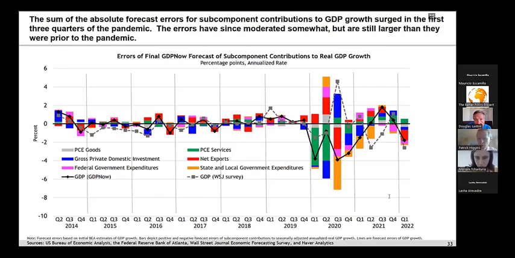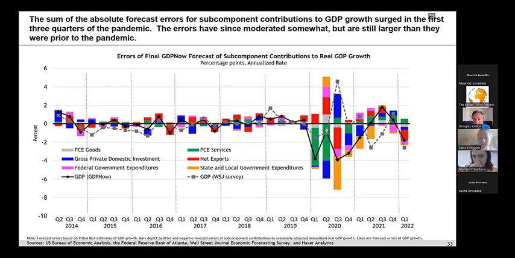Starting with the pandemic, the absolute size of these bars is much bigger than they were prior to the pandemic, for the first 3 quarters especially, even for the quarters where it did pretty well on forecasting GDP growth. So for the second quarter, it missed some of these subcomponents considerably, but the errors canceled each other out, and it was reasonably accurate.